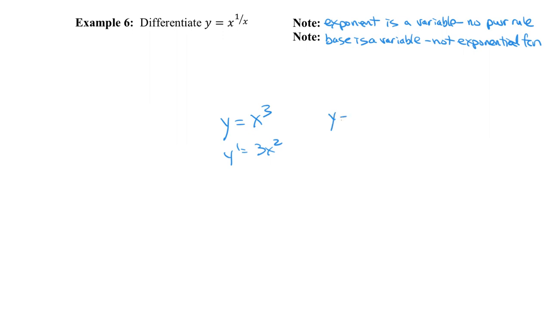We have a rule that says if y equals, say, 5 to the x, then y prime equals 5 to the x times the natural log of 5. But this doesn't work because the base is a variable also. So the exponent is a variable and the base is a variable. This we haven't seen, and we don't have a nice convenient form like we do for the power rule or for exponential functions. So we're going to have to use the same technique we just used: logarithmic differentiation.